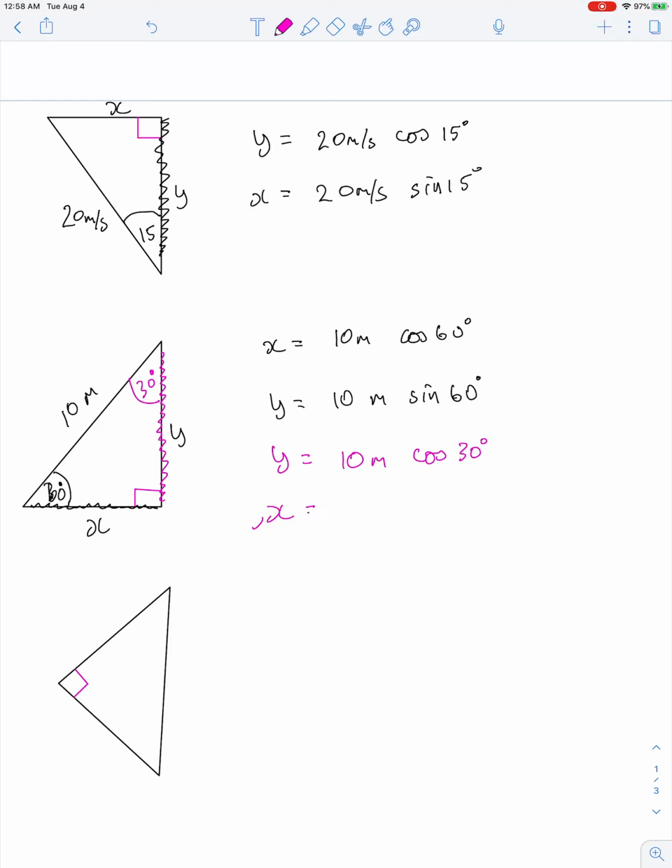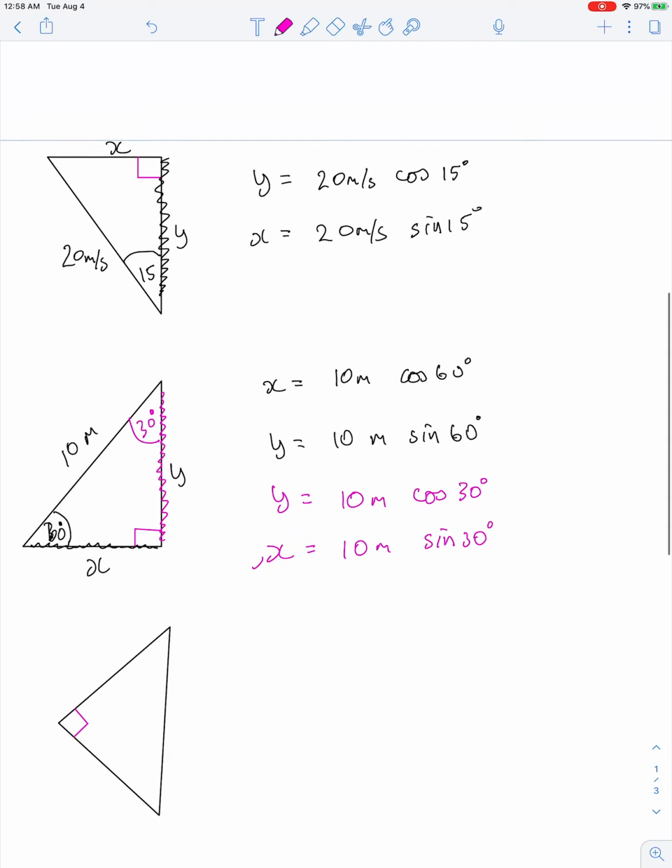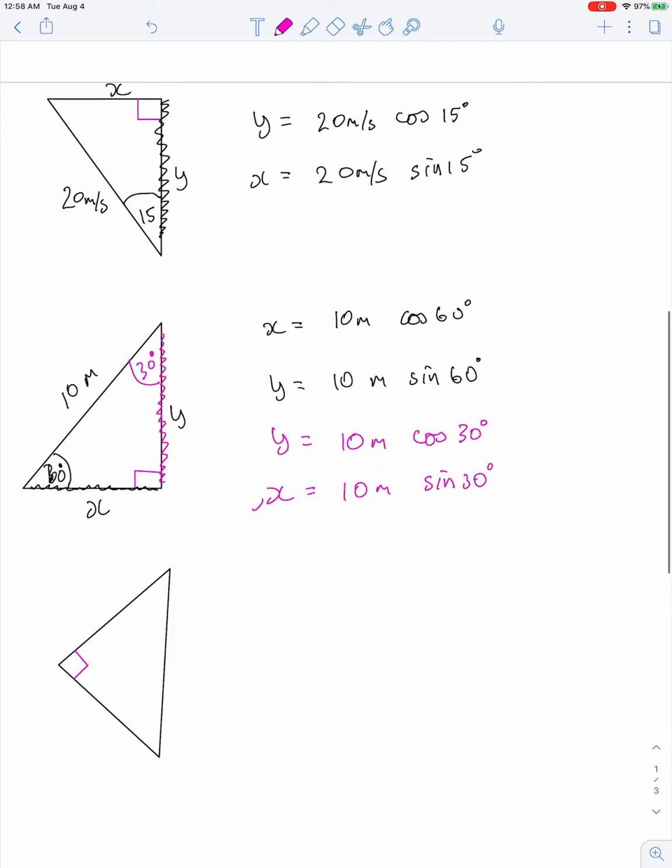And then X would be equal to 10 meters sine of 30 degrees. Now, don't get confused and be like, oh my God, one is sine and one is cosine. No, it's okay. The reason why is because the sine and the cosine of complementary angles are the same. That is, the sine of 60 and the cosine of 30 are the same. Same numbers. You could check it out on your calculator.